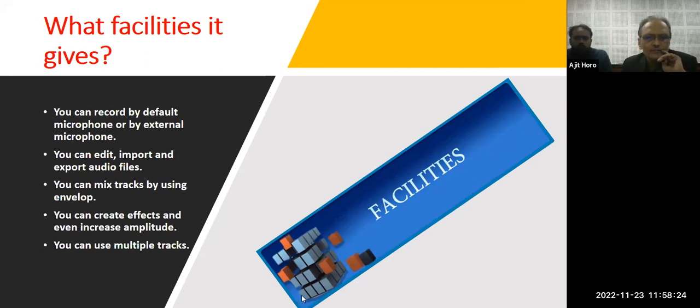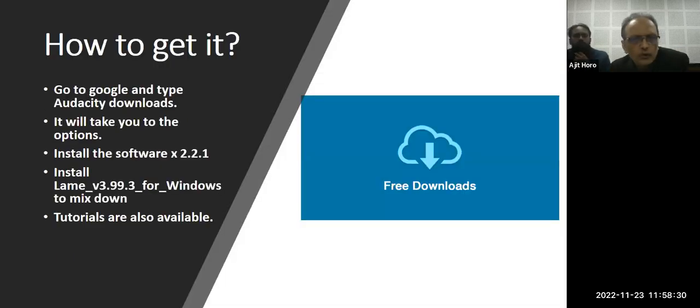Now we are going to the next. How to get it? It is freely downloadable. Type Audacity downloads. It will take you to the options. Install the software, version 2.2.1. All the specifications are there. It's also for Windows.